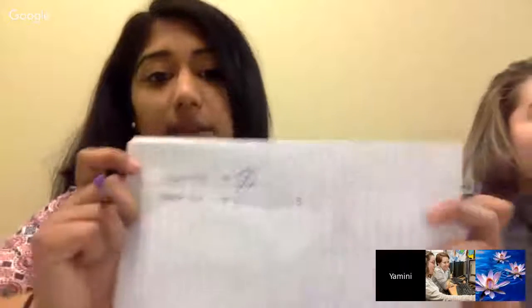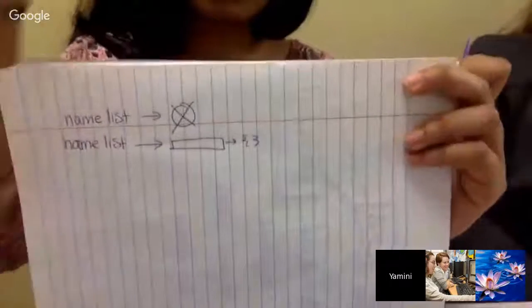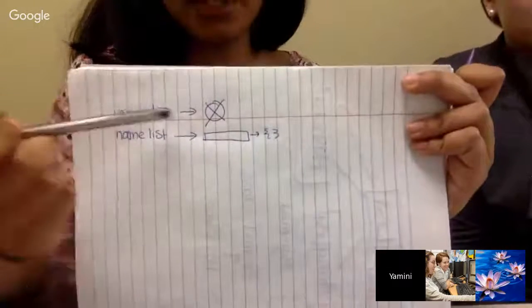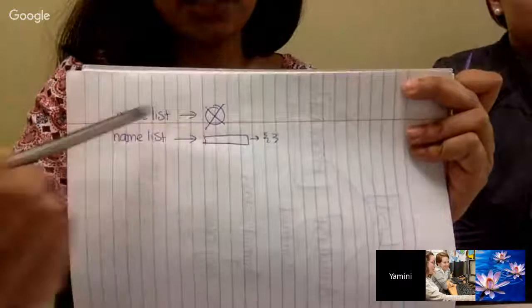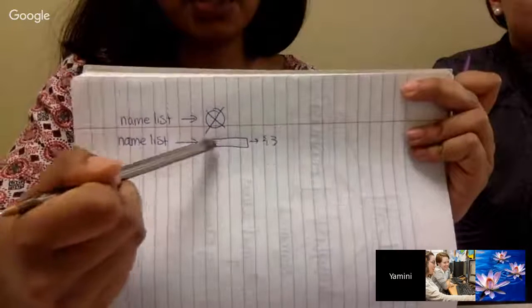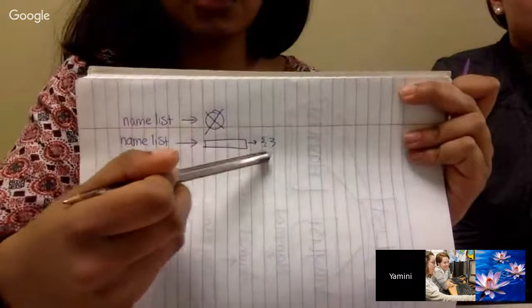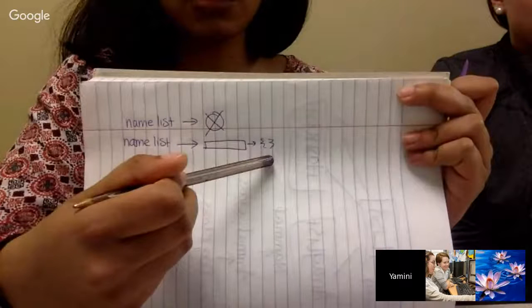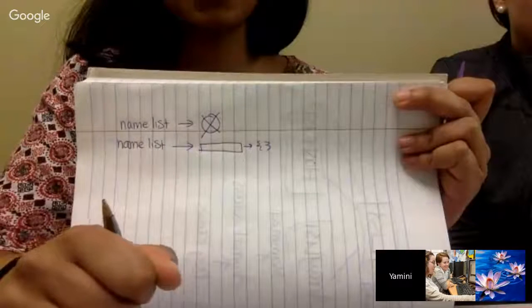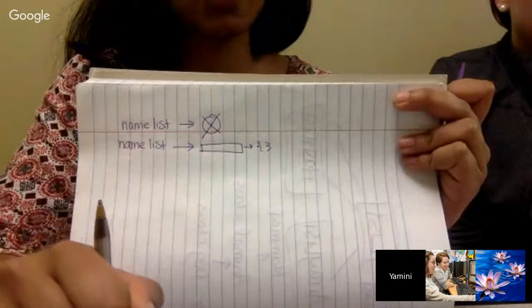But see, it points to something. That's the distinction. In this case, it's pointing to null, like there's literally no object. Here it's pointing to an object, and this object has a list, but that list is empty as of now. Empty and null are two separate things.